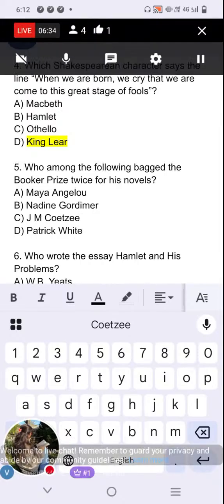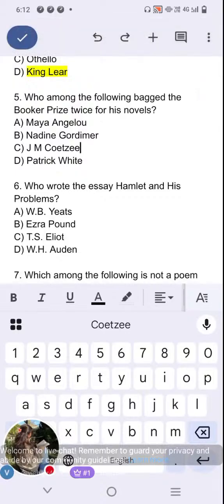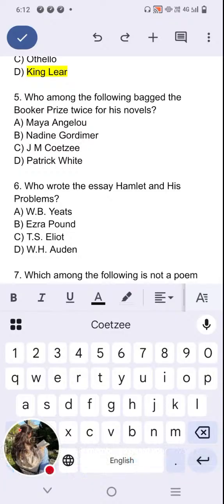Okay. So next question. Who among the following bagged the Booker Prize twice for his novels? Option A, Maya Angelou. Option B, Nadine Gordimer. Option C, J.M. Coetzee. Option D, Patrick White. Who among the following bagged the Booker Prize twice? He won it 2 times.